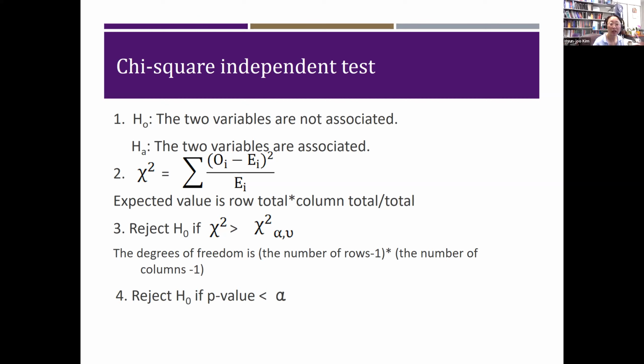Once calculated, the test statistic can be compared to the critical chi-square table value, with the degrees of freedom of the number of rows minus 1 times the number of columns minus 1. The p-value can be calculated based on the test statistic as well.